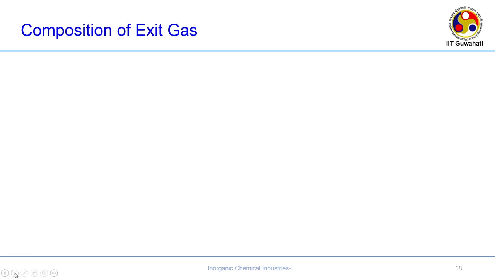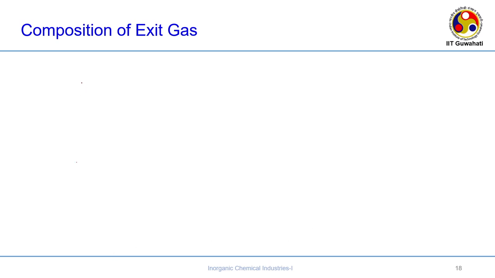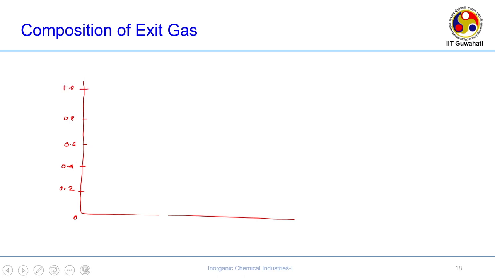So, if I want to compare the types of exit gas composition, we have to go back to our previous lecture, where we drew one y axis and then one x axis. So, this x axis is the composition. If I want to make from 0 here, this is 20%, this is 40%, this is 60%, this is 80%, this is 100%. So, this is the composition of the outlet gas.